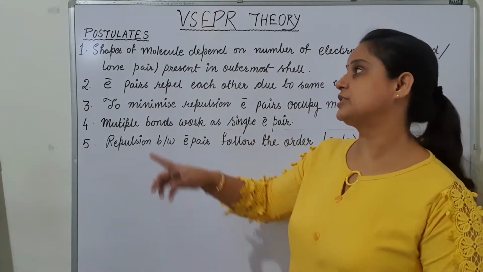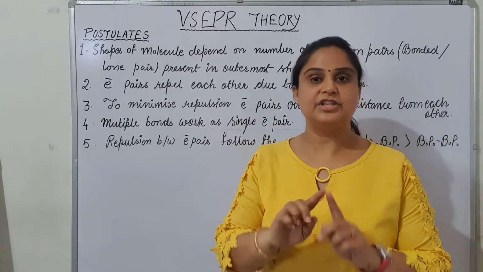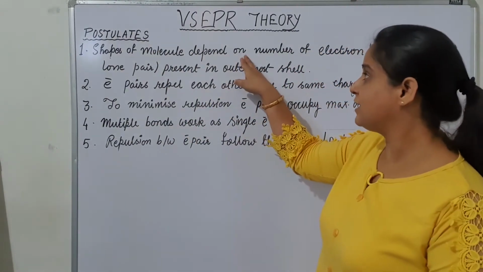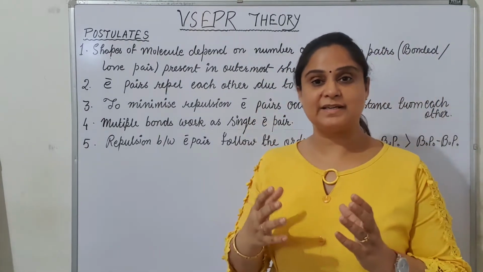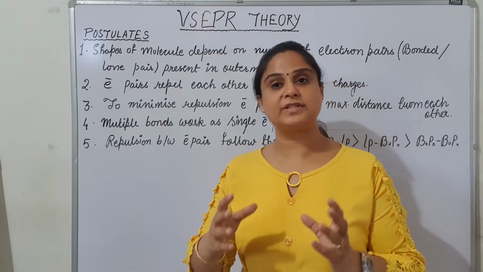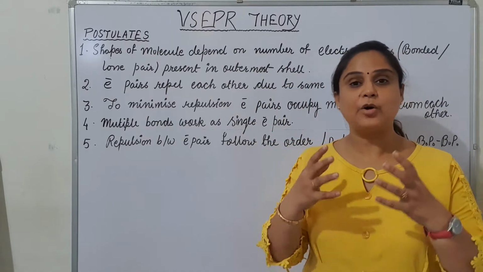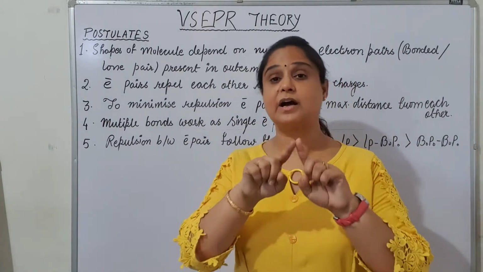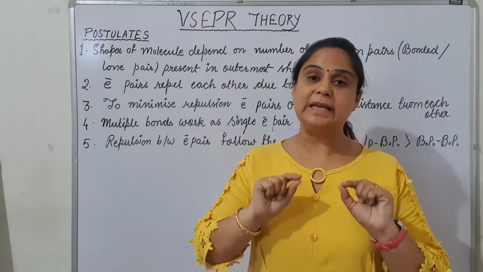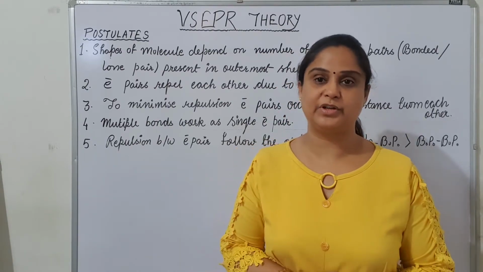The first postulate of this theory is that the shape of the molecule depends on the number of electron pairs which are present in the outermost shell of the central atom. So the first postulate says that how many bond pairs or lone pairs of electrons are present in the outermost shell of any central atom, that will decide the shape of the molecule.